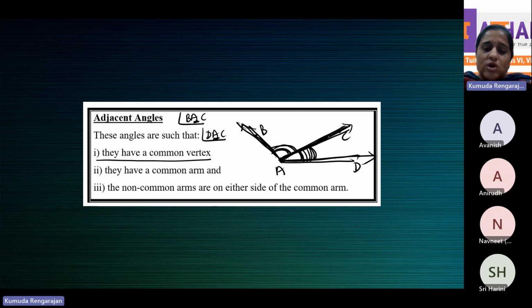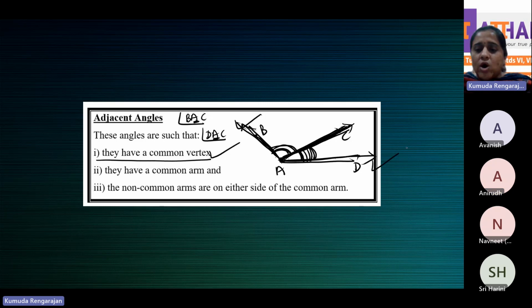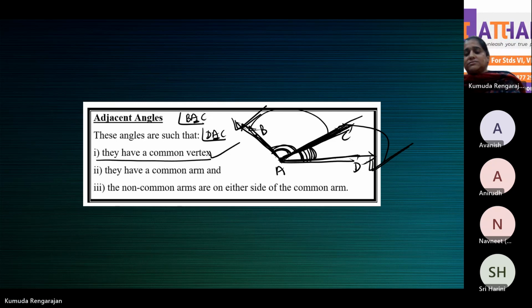So the second condition is also working. They have a common vertex A. They have a common arm AC. Now, if this is the common arm, then these two are the non-common arms. And where are they? They are on either side of the common arm. See, the common arm is here. The non-common arms, one is on this side, the other is on the other side.